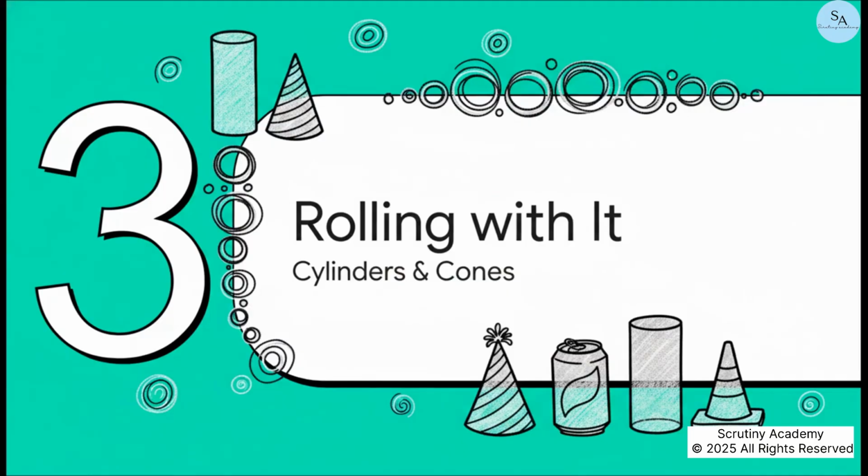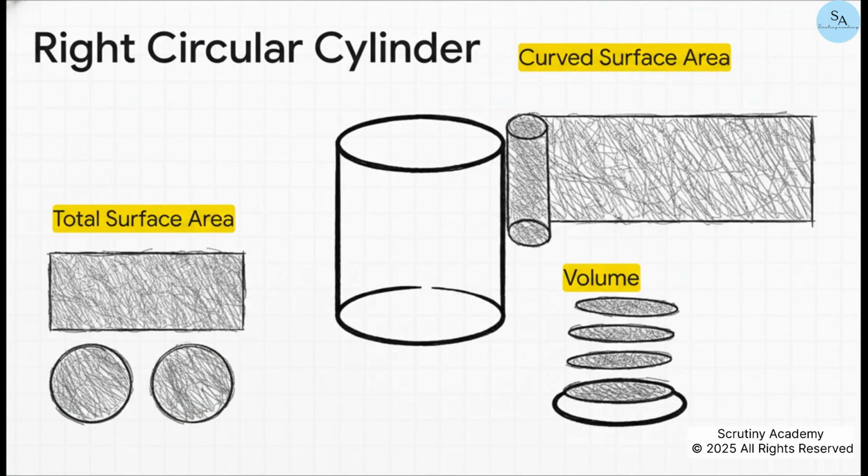Okay, we've totally mastered the flat, boxy shapes. Now let's start rolling with it and take a look at things with curves. I'm talking about cylinders and cones. The best way to think of a cylinder is just a can of soup. The curved surface area is the label. If you were to carefully peel it off and lay it flat, you just have a rectangle.